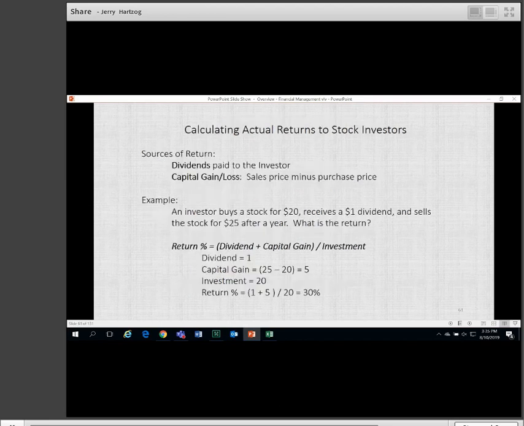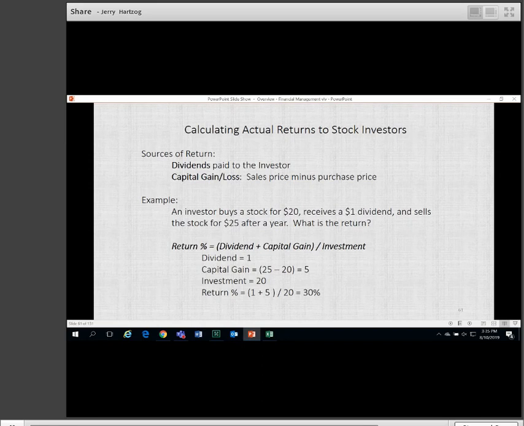Let's look at how to calculate the actual return to stock investors. There are 2 sources of return, dividends and a capital gain or loss. Well, dividends, those are just actual checks that the board of directors vote on and approve, and they're sent to the investor. There's also whether you have a capital gain or a loss, and that is simply the sales price minus the purchase price. So let's look at an example.